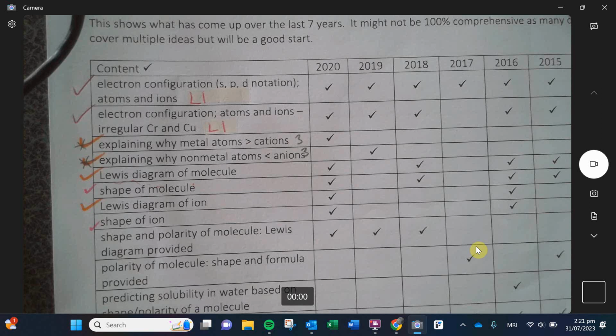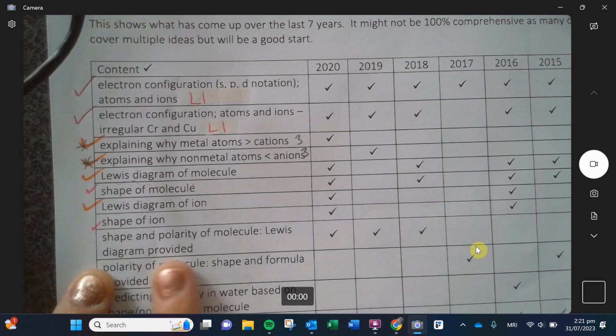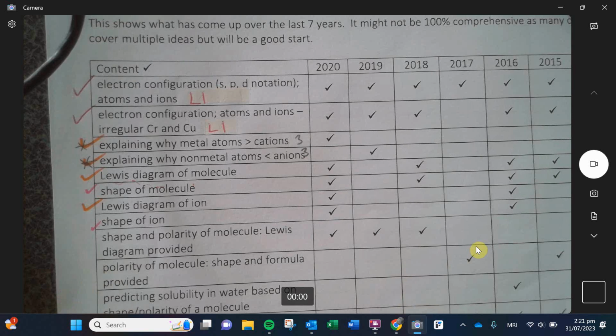But most likely what it'll come up as is shape and polarity together. You see the last 3 years here, they've done that. So do keep in mind those things are integrated together and not really separate ideas. Do watch out for that. I think that's all that I have for that.